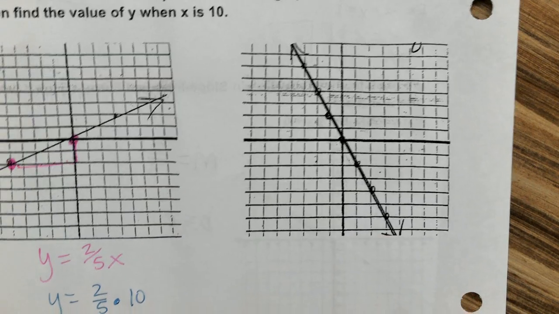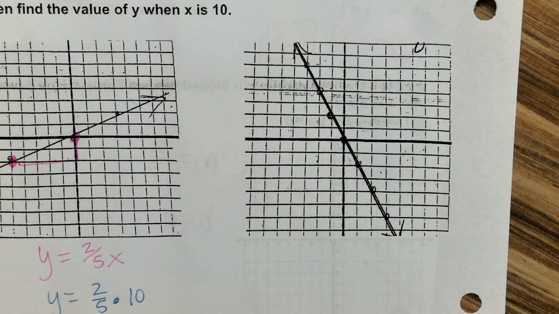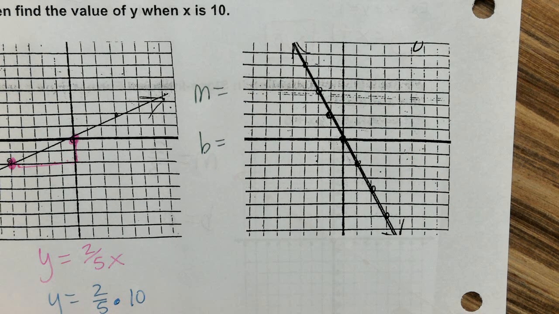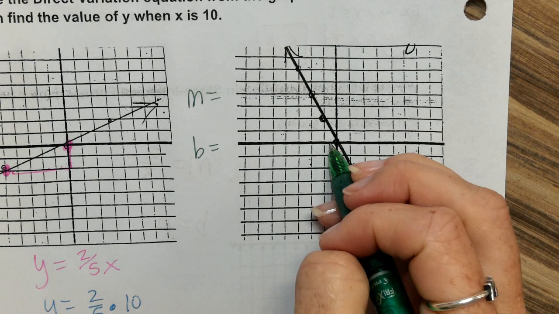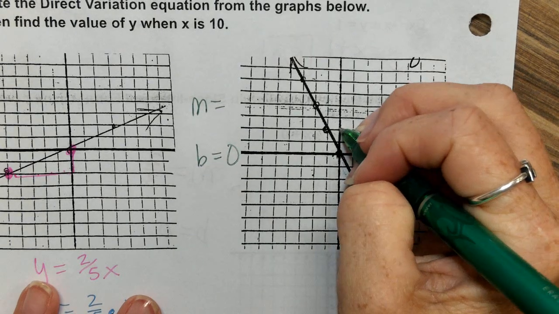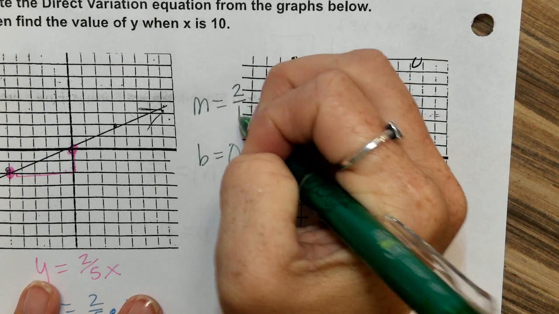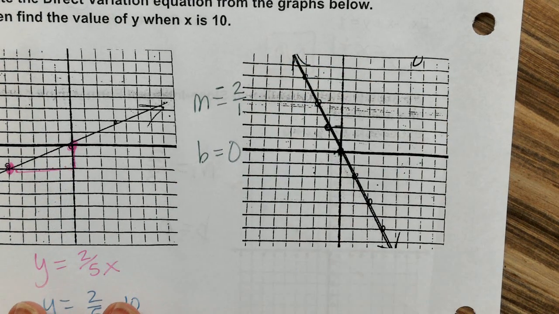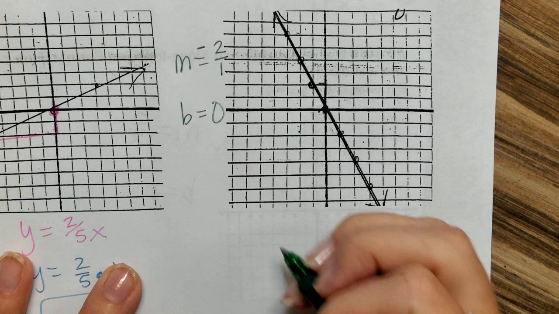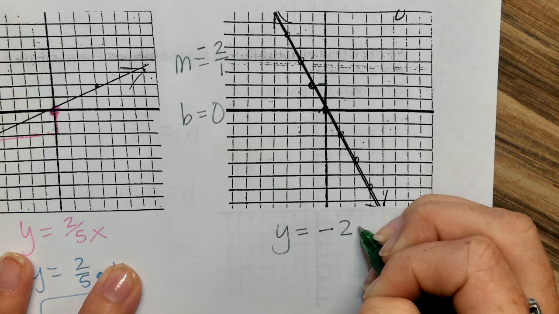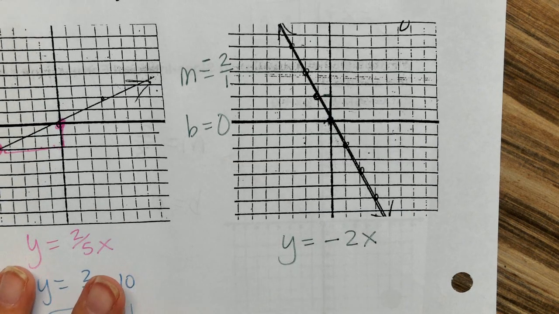All right, let's do this one. Write the equation first. To write an equation, I need an m and a b. Find the b first. Where is it touching the y-axis? How do I find the slope? Rise over run. My rise is up 2, left 1. It's going down, so it's negative. What's my equation? Y equals negative 2x. Do I have to put it over 1?